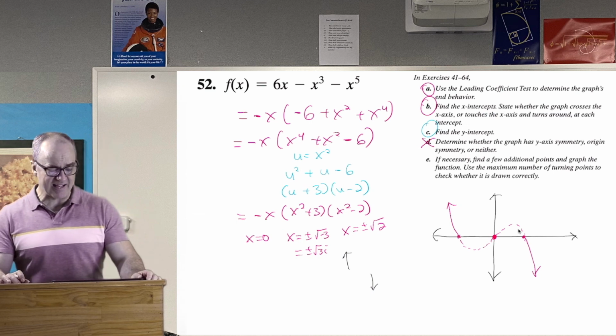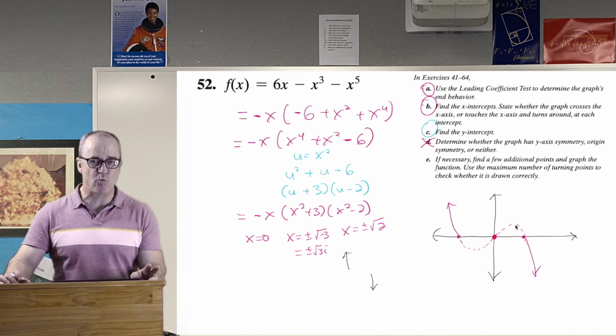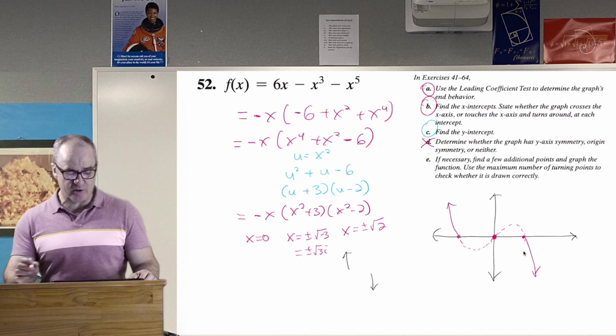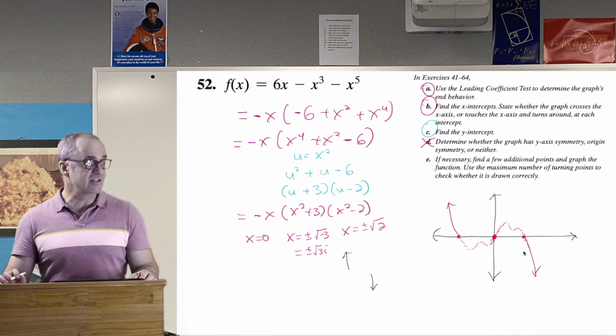I mentioned in class that if this were 3rd degree, it would have at most 2 turnaround points. The number of turnaround points is 1 less than the degree. This could have as many as 4 turnaround points. I don't really know yet. We'll talk about that more next week, but maybe this thing goes turnaround, turnaround, turnaround, turnaround, something like that. I just don't know. I'll leave it squiggly until we get to how to find those.